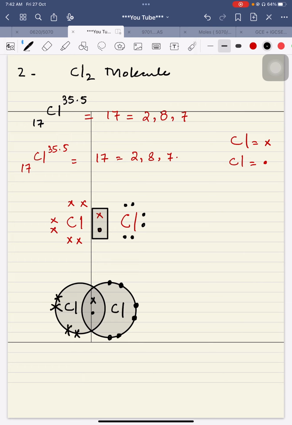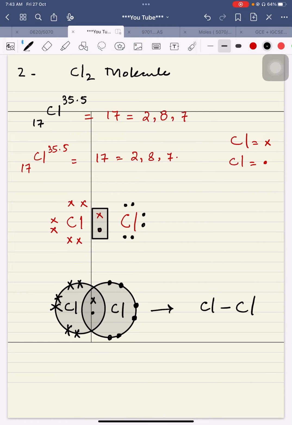You can see that these are the electrons. So how many electron pairs are there in the sharing region? There is only one pair of electrons in the sharing region, so it is going to originate a single covalent bond between the two chlorine atoms.